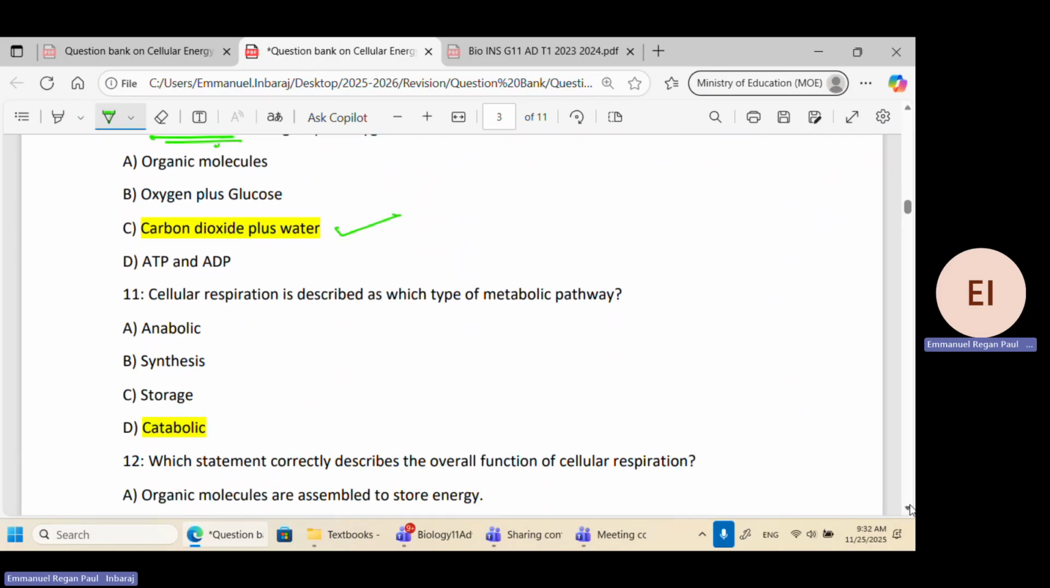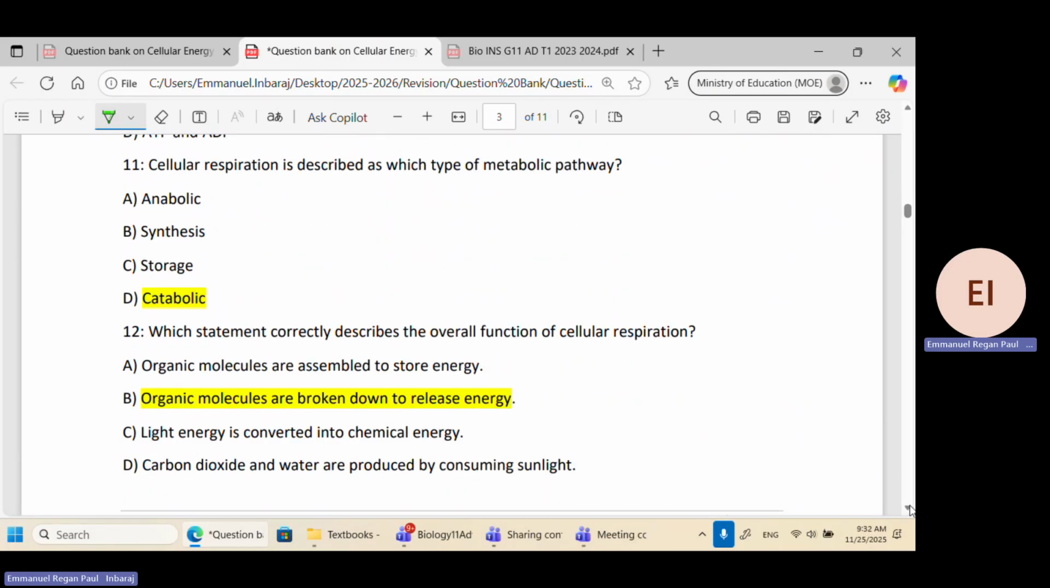Okay, next. Question number 11. Cellular respiration is described as which type of metabolic pathway? Of course, you know it is the catabolic pathway, because what happens here?